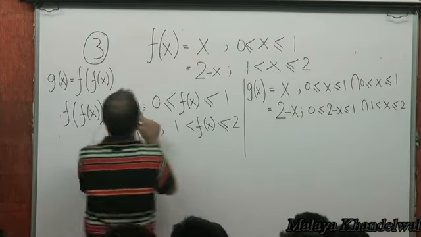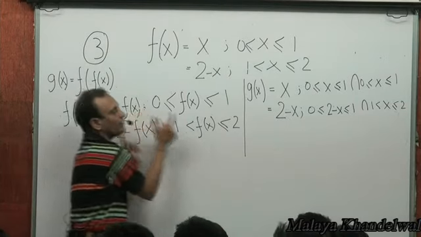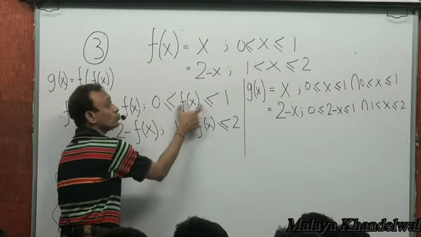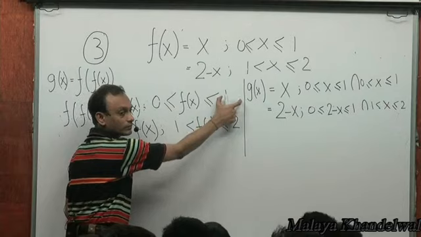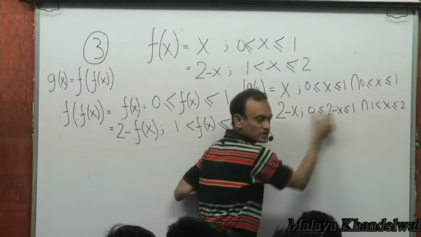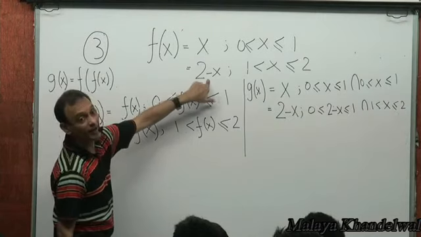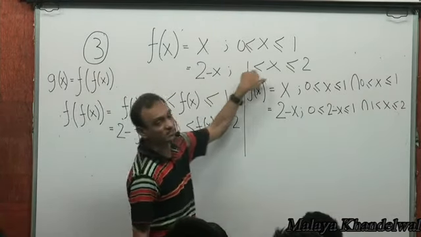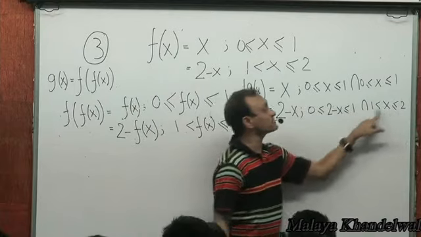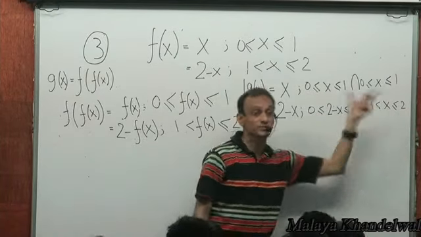Second case, f(x) is 2 minus x. When f(x) is 2 minus x, well, 2 minus x must lie between 0 and 1. But the moment you choose f(x) as 2 minus x, you must also ensure that x lies between 1 and 2. So x lies between 1 and 2. Both conditions must be met.